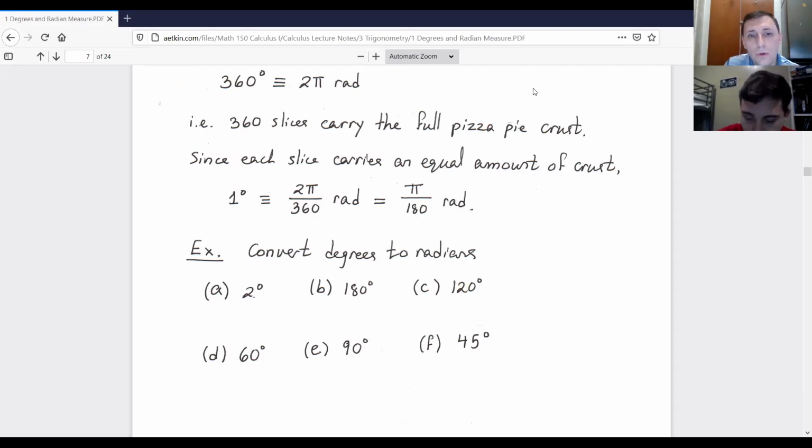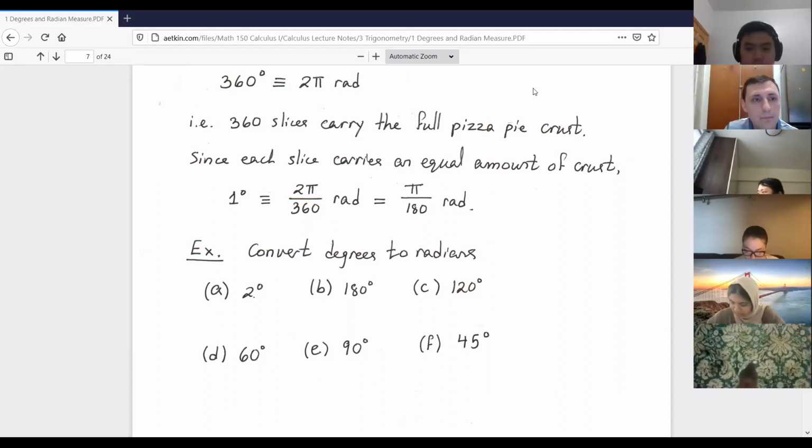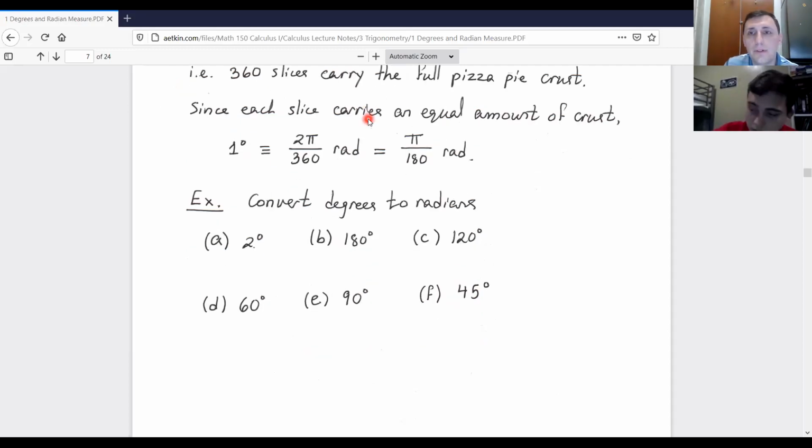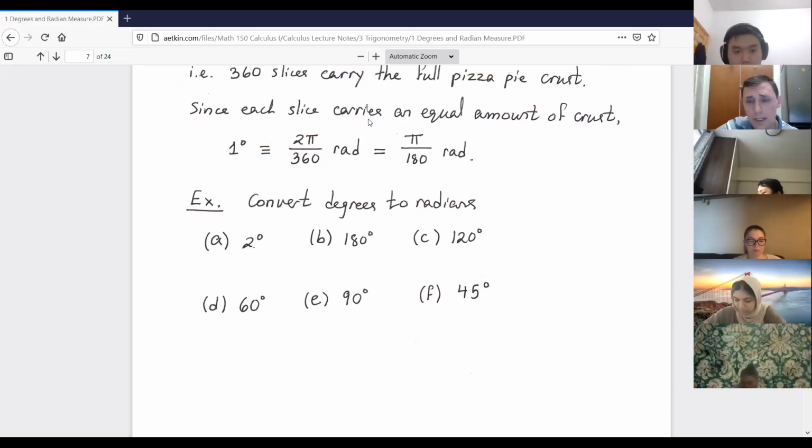Exactly. 2/3 pi. 60 degrees, 90 degrees, 45 degrees, you're all clear. Anybody needs elaboration on this, guys, or you understood?